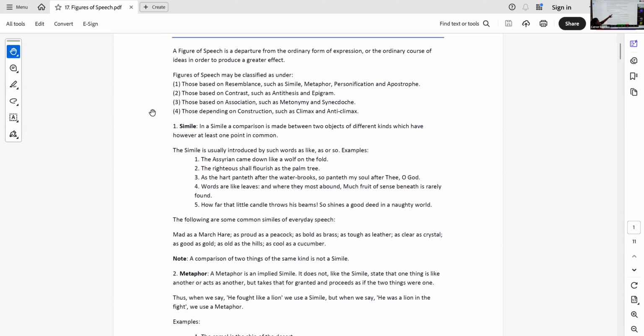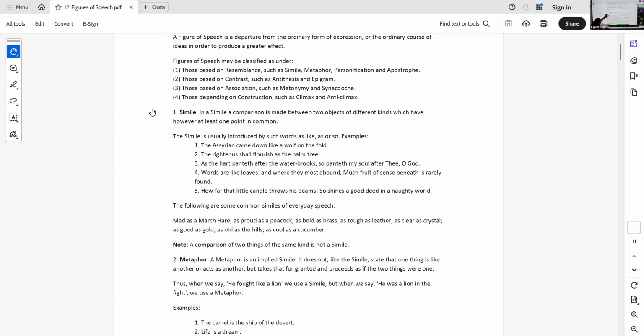The righteous shall flourish as the palm tree. This is a famous saying. As or like are often used in similes because similes are explicit comparisons. You're explicitly comparing one thing to another. But metaphors, quickly read the examples. They're in your books as well. The same thing. Words are like leaves.